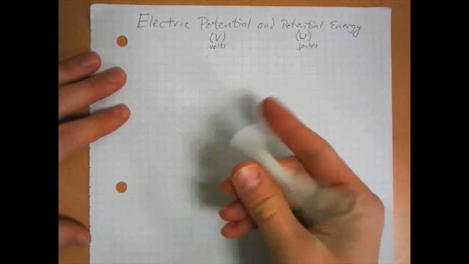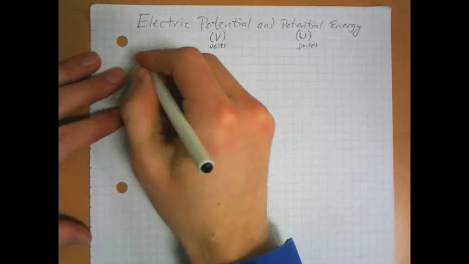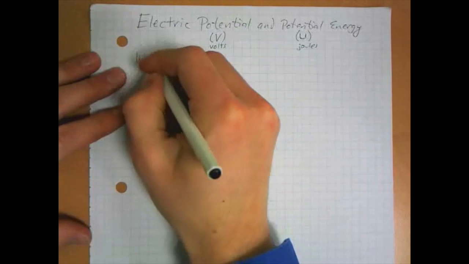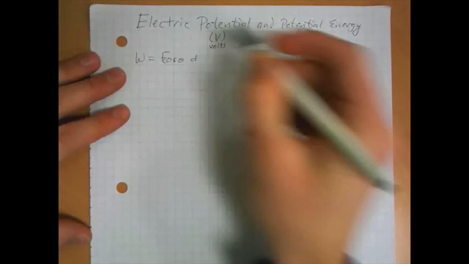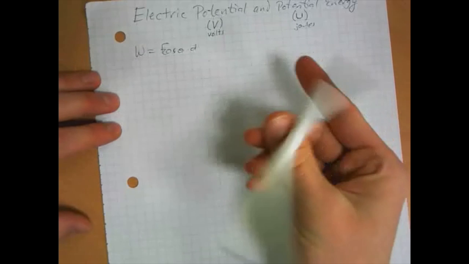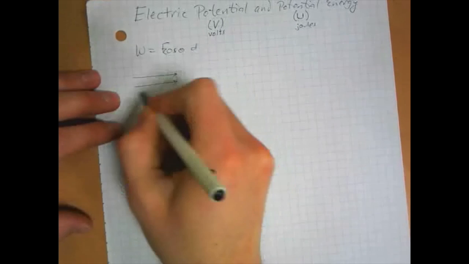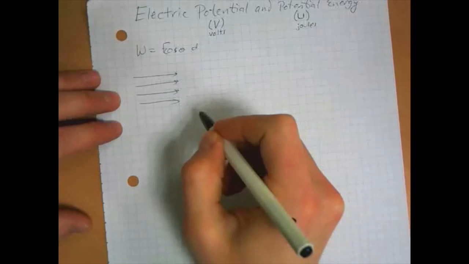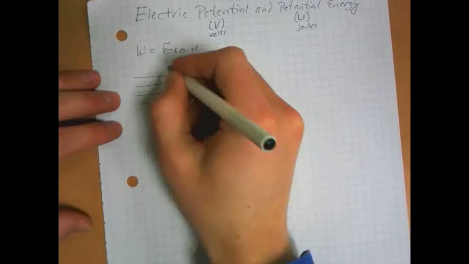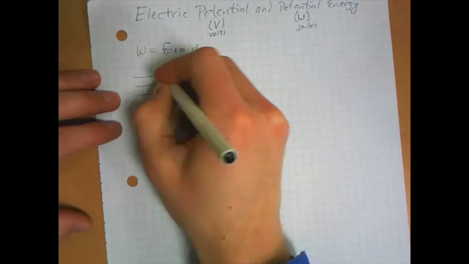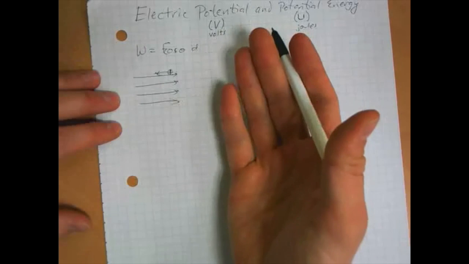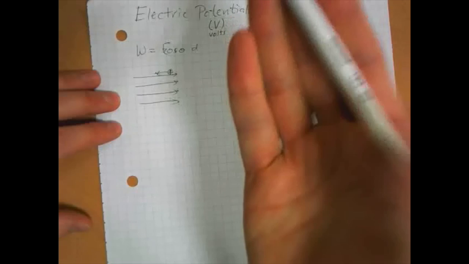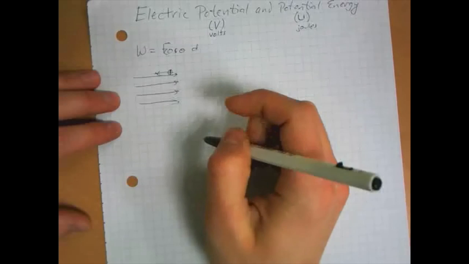All right. Now, going way back to last semester, we learned that work was F cosine theta times D, right? So we're going to consider the work done as we've got an E field pointing to the right, and we're going to consider the work done as we move a positive charge to the left. And this is very similar in concept to the work we would do if we took an object and raised it against the gravitational field.